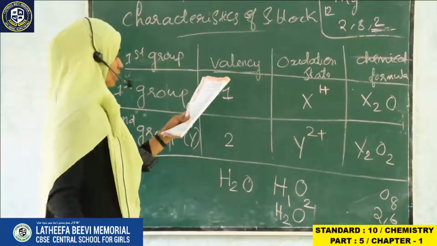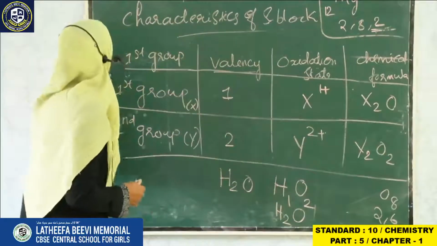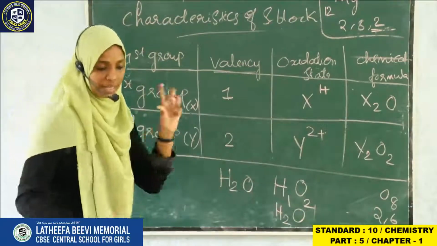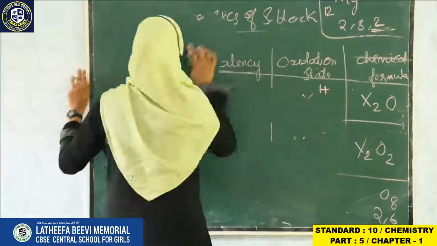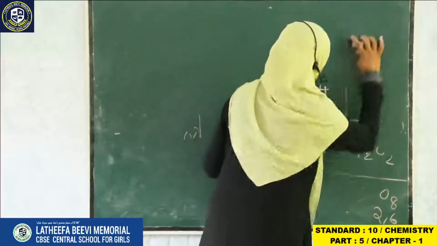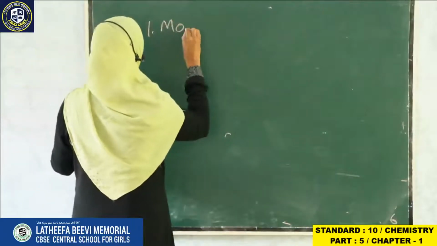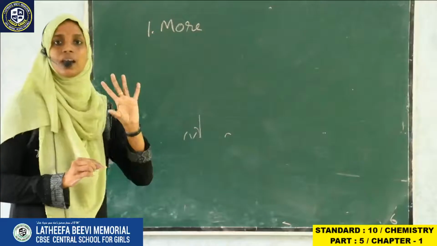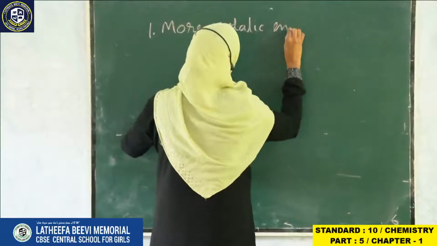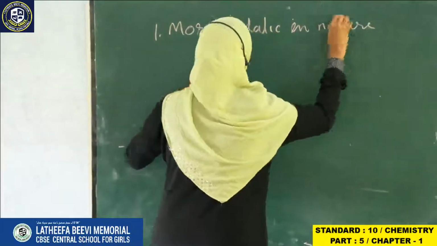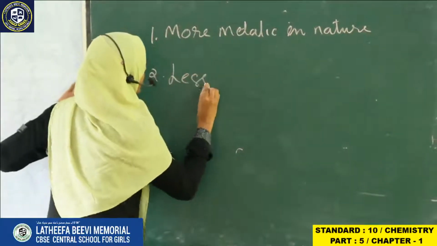Okay, so in this class we have discussed the characteristics of S block elements. We can conclude the section. So we can discuss what are the characteristics of S block elements. The first one is more metallic. It is more metallic in nature because in the first group and second group there are metals. And the second one is less ionization energy.